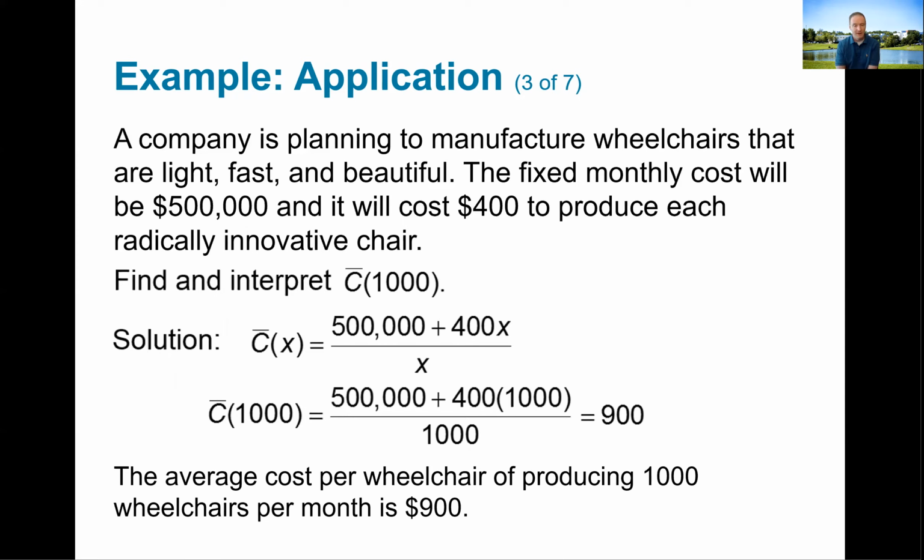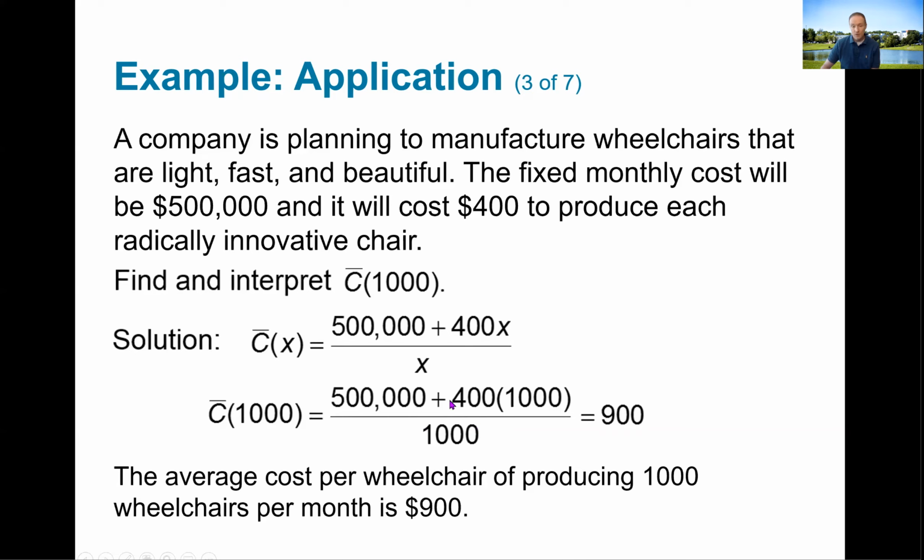So now, if I say that average cost function, which is always just C of X divided by X, in this case, 500,000 plus 400X over X, if I ask you to evaluate that at 1,000, notice I've done that here. You have your 500,000 plus 400 times 1,000, and that's going to be your cost function. Then you're going to take that cost function and divide it by 1,000 wheelchairs.